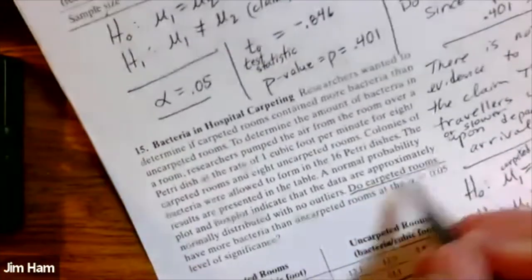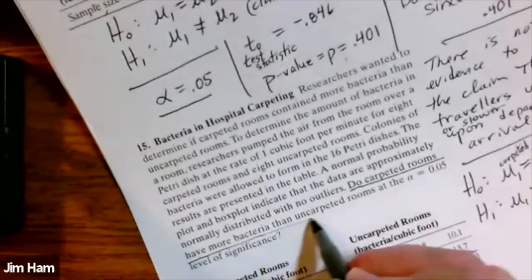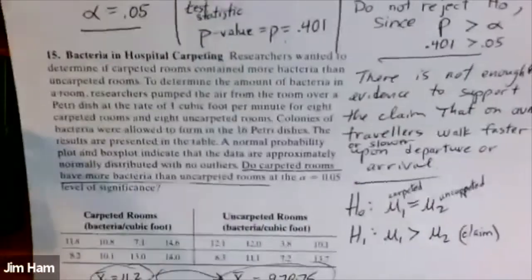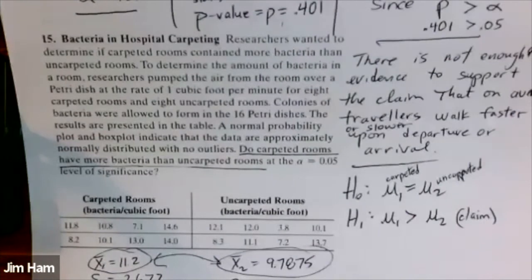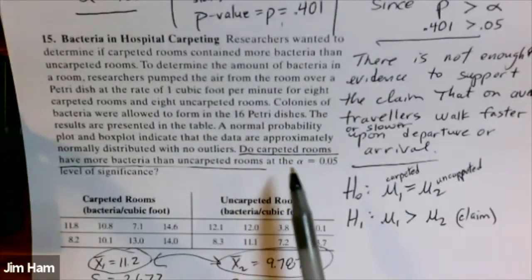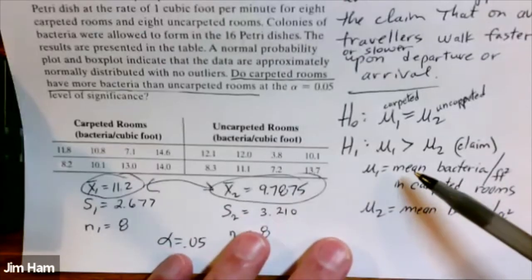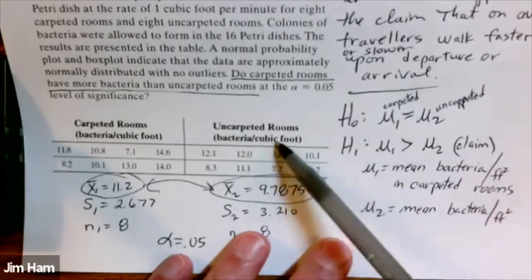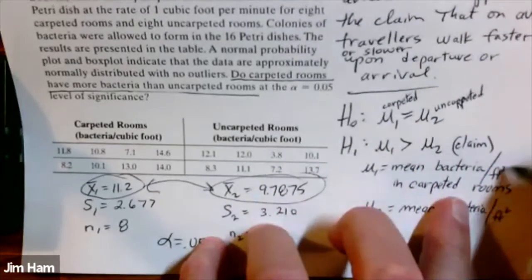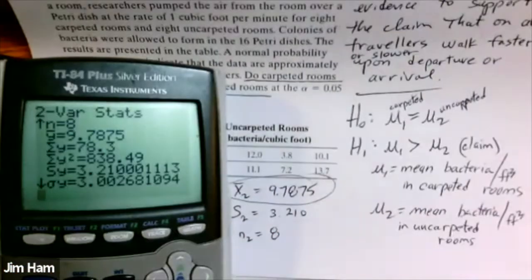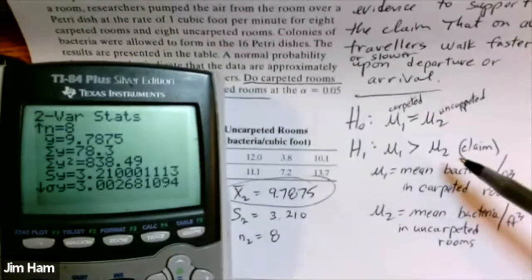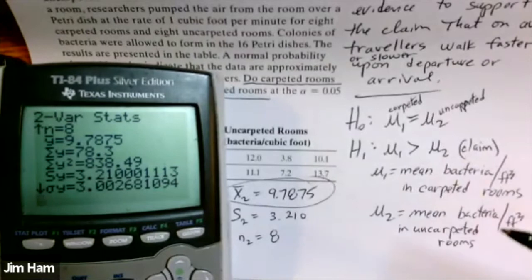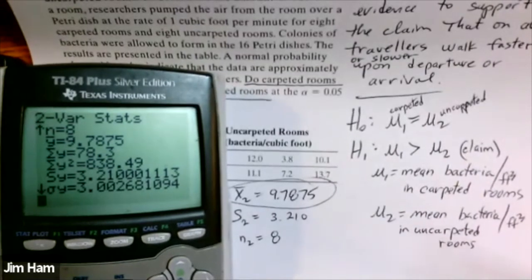You can also see it down here. Do carpeted rooms have more bacteria than our uncarpeted rooms? So we turn that question around into a statement and just say carpeted rooms have more bacteria than uncarpeted rooms on average. So the means, when you define them, start with the word mean, because that's what they are. Mean bacteria per cubic foot in uncarpeted. Okay, so we've got the hypotheses, we've got the level of significance. Now let's go calculate the test statistic and the p-value.